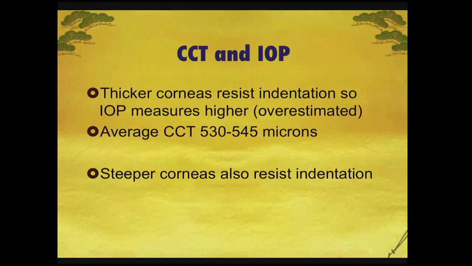So everyone probably knows this, the Ocular Hypertension Treatment Study really brought out the fact that central corneal thickness does affect the intraocular pressure as measured by Goldmann applanation and many of the other instruments, because the cornea doesn't really follow the Imbert-Fick principle perfectly. But just remember that thicker corneas resist indentation, so the pressure tends to be higher than what is actually the pressure inside the eye. Steeper corneas also resist indentation. So if you have a keratoconic eye with very steep Ks, your IOP may be off.